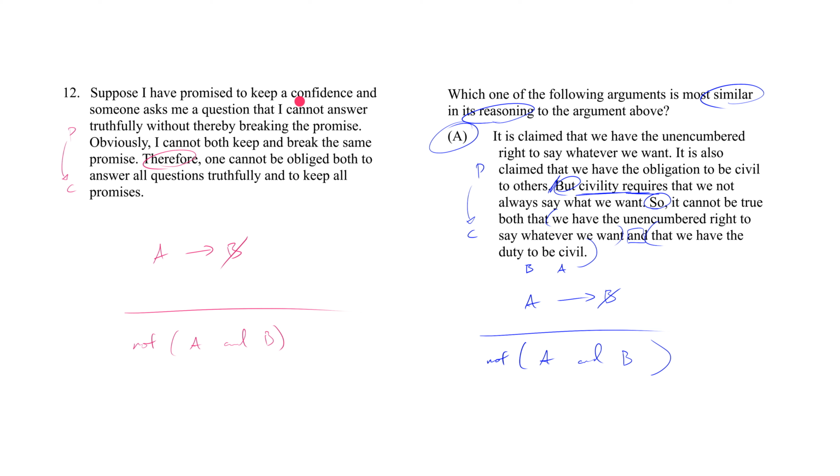The stimulus supposed to have a promise to keep a confidence, right? So A is declared, and then someone asked me a question I cannot answer truthfully without breaking it, right? Do you see what I mean? Like B is kind of implied, right?